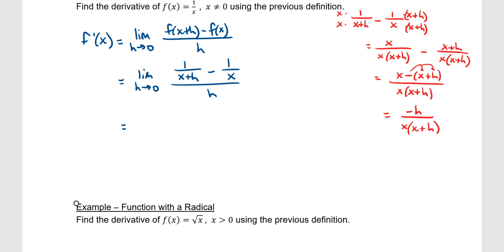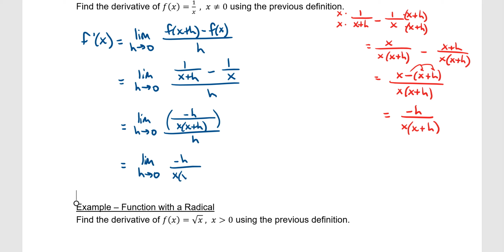Okay, so let's go ahead and just substitute that into the numerator. That's what the numerator becomes. So the limit as h goes to 0 of negative h over x times x plus h, over h. So we still need that denominator to cancel, but the good news is that it's about to. Let's do some keep, change, flip. Let's keep this big numerator the same, and let's change the division to multiplication and reciprocate the h in that denominator.